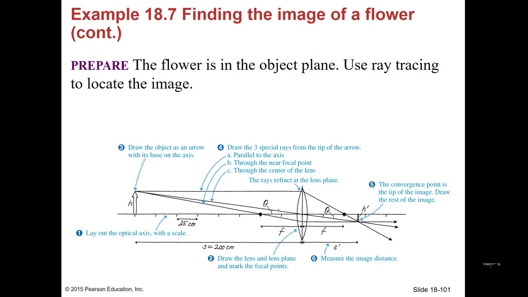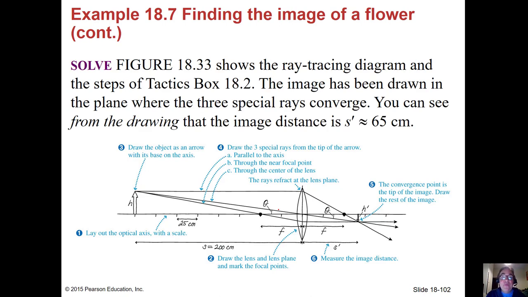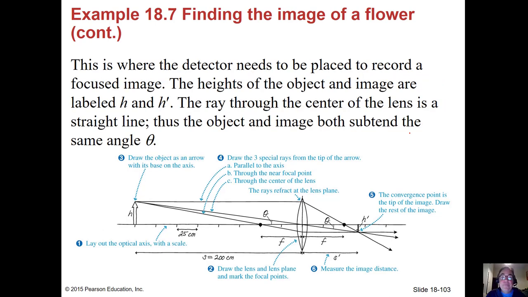Okay, so using ray tracing, we can come up with those different distances. And if you did it carefully, you could actually measure S prime, and it turns out to be about 65 centimeters here. Okay. So if you wanted to get a nice clear image, if you put a note card or an index card right here, you would see the image is actually formed there.